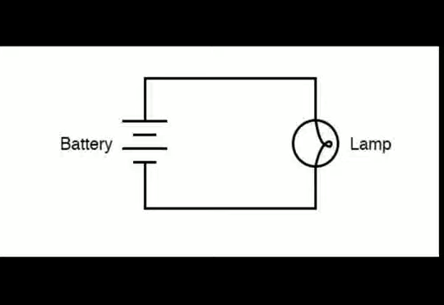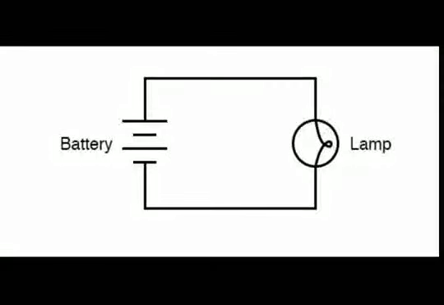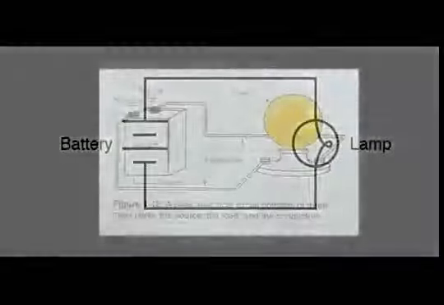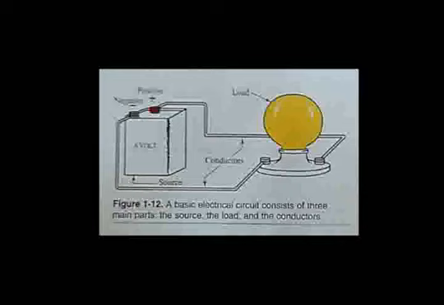A load is created when the electrical energy produced in a circuit is converted to some other form of energy, such as heat, light, or magnetism. The load in the simple circuit in figure 1-12 is a lamp that produces light.